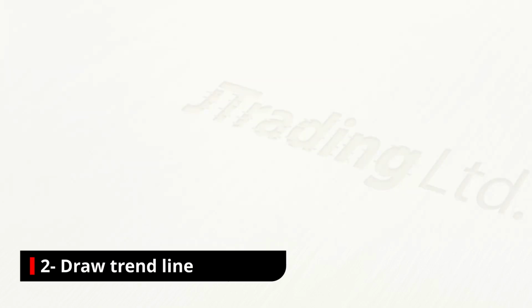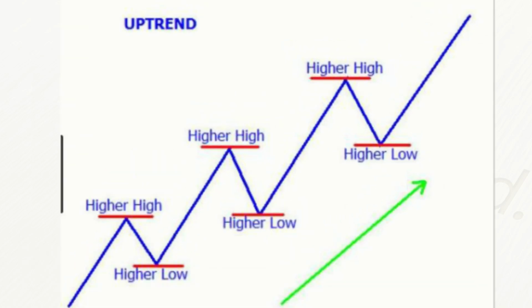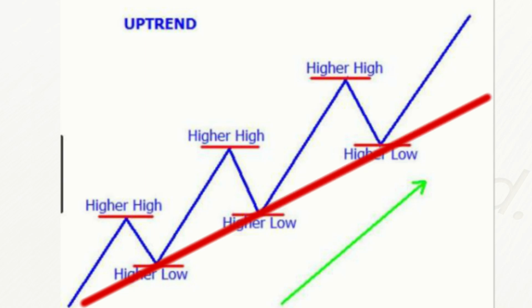Step 2. Draw a trend line connecting all the lows in uptrend. Here in this picture, the market is on uptrend. That means the market price is creating higher lows each time. So we draw our line connecting all those low points. Then that's called a trend line.